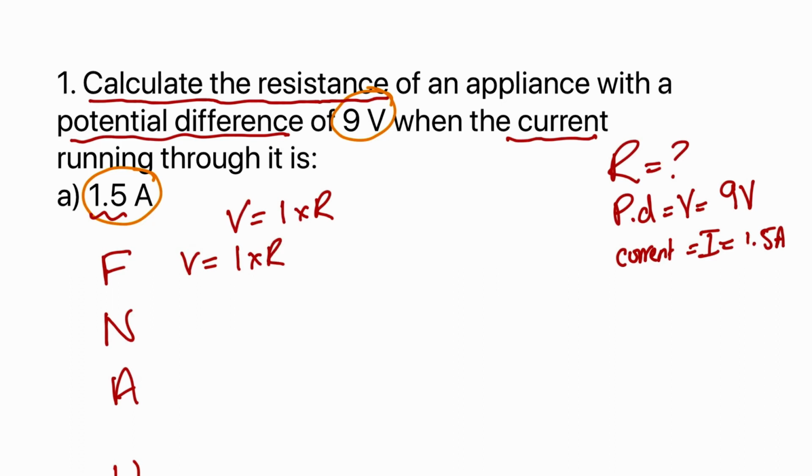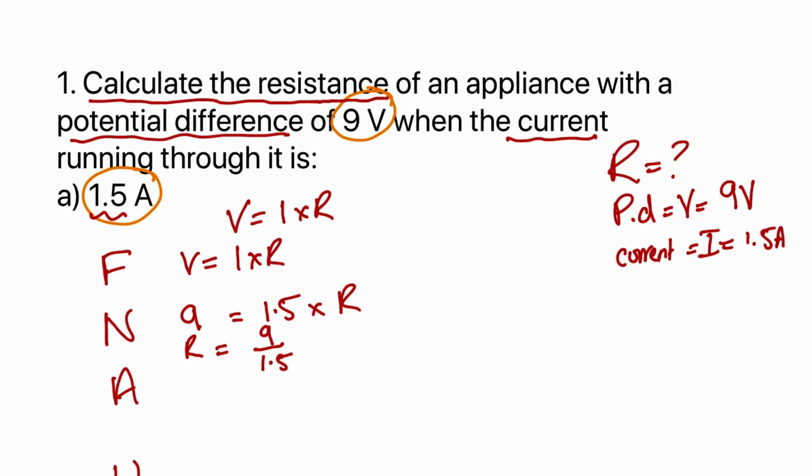Okay, so what I'm going to do next is put in my numbers. So the potential difference V is 9 volts, so 9 equals current, which is 1.5, times resistance that we haven't worked out. I'm then going to rearrange my equation to give me the resistance. So resistance equals 9 divided by 1.5. Okay, potential difference divided by current.